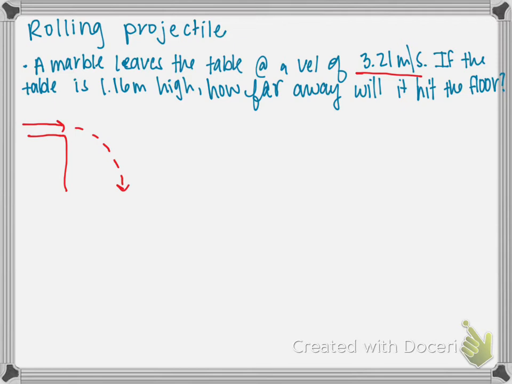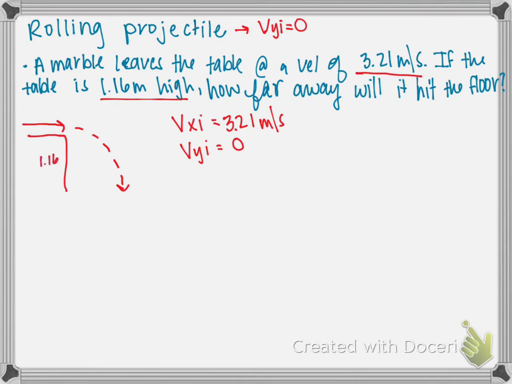So which is it? Vxi, right? The second it leaves the table, it's still moving horizontally. And so what does that mean for Vyi? It's 0, right? For a rolling projectile, we always know that Vyi is equal to 0, right? The second it leaves the table, it is moving only horizontally. Okay? The table is 1.16 meters high, right? 1.16 meters.